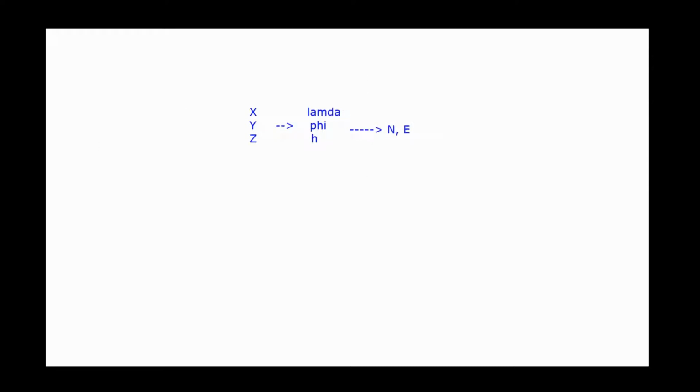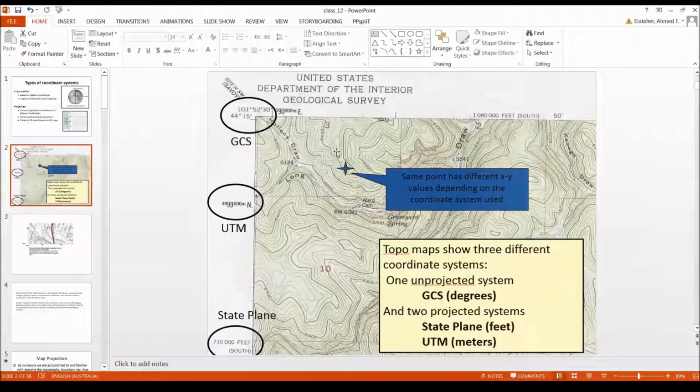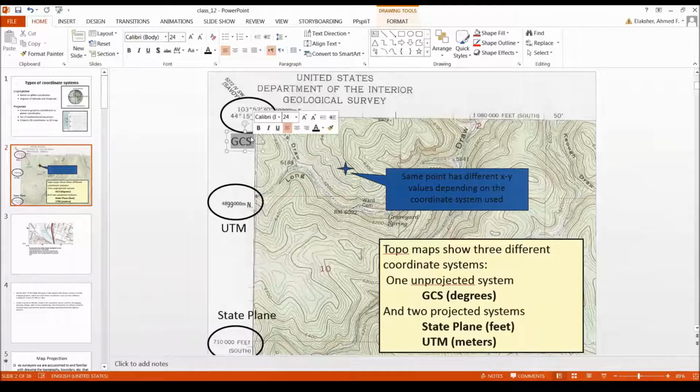That's the topic. Before we start doing that, I just want to remind you about some important comments here about map projection. So the first thing is, usually when you use a topo map, you will see different coordinate systems, and you have to be very careful. You will see the GCS, or the unprojected geographic coordinate system. So you'll see the latitude, longitude, which are okay, but there is a problem with that.